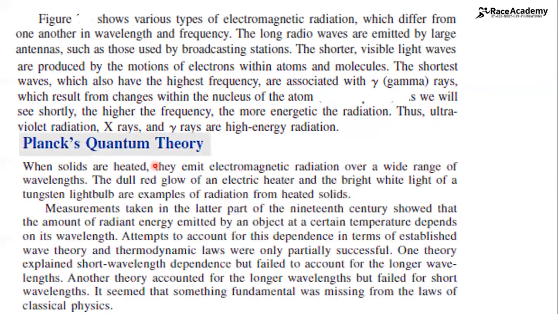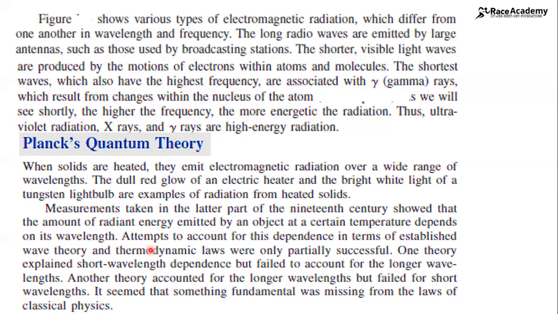From this, Planck's quantum theory was developed. He observed that when solids are heated, electromagnetic radiation of a wide range of wavelengths comes out of them. The dull red glow of an electric heater becomes the bright white light of a tungsten light bulb. These are all examples of radiation from heated solids. From these everyday examples, measurements taken in the later part of the 19th century show that the amount of radiant energy emitted by an object at a certain temperature depends on its wavelength. That is called Planck's quantum theory.